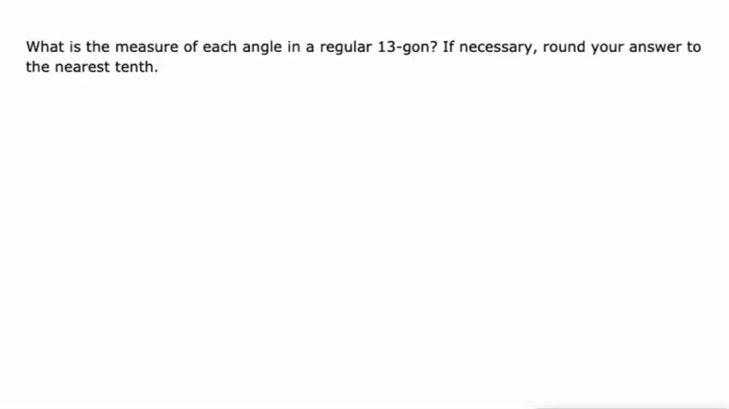And one more here. What is the measure of each angle in a regular 13-gon? That means a 13-sided figure. Regular means all of the angles are the same measure. All right, well, let's figure out how many degrees are in a 13-gon first. We'll do 180 times 13 minus 2, also known as 180 times 11. So 180 times 11 is 1980 degrees.